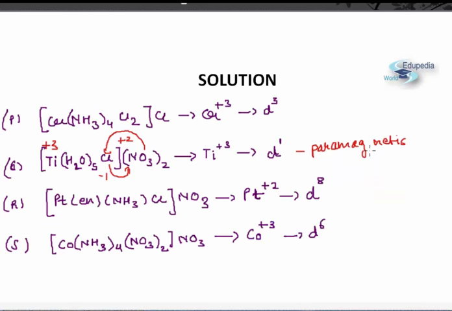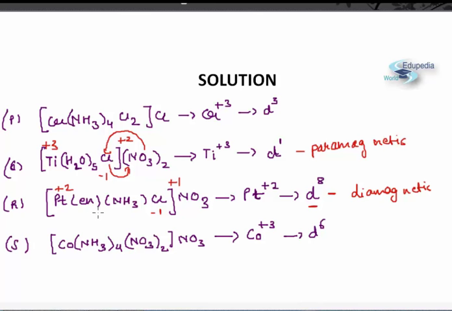Let us have a look at R. R is a platinum, that is 5d series compound, and clearly the coordination sphere will have a charge of +1. If this chlorine is -1 and these are neutral ligands, this platinum will be +2, and +2 platinum will be d8. In case of 4d and 5d transition series, all ligands act as strong field ligands, so electrons will be paired up. Clearly this will be diamagnetic in behavior.